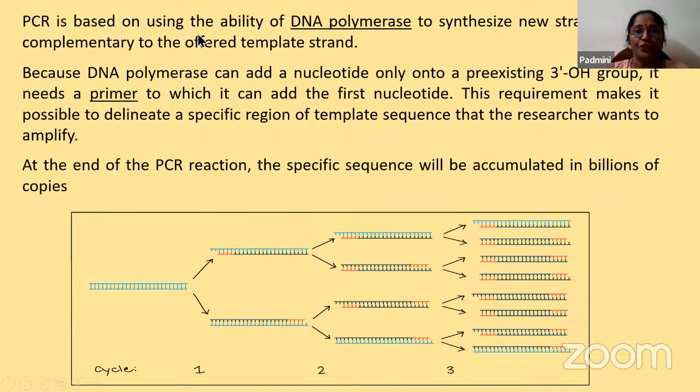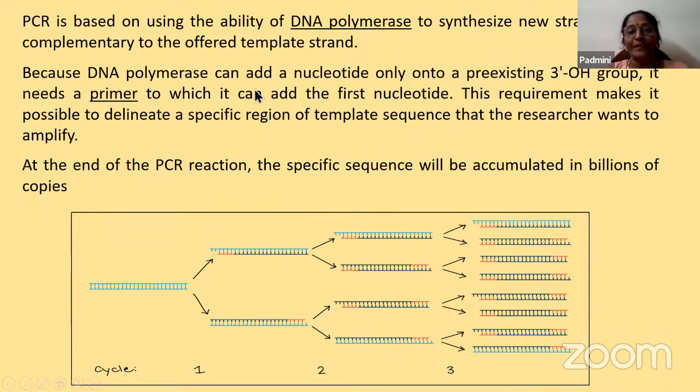And PCR is based on the ability of DNA polymerase. Polymerase here is an enzyme that synthesizes new strands of DNA complementary to the template strand. So here, what you're going to see is that when this segment of DNA is separated, the DNA polymerase is going to make the copies. They are going to help in making these copies. How are they going to make them? With the help of DNA polymerase, which is an enzyme.